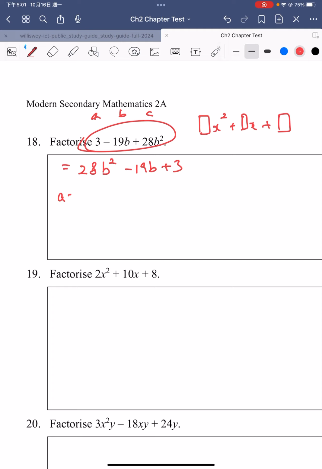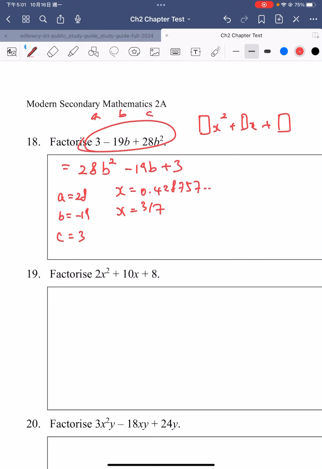So now we can say that a is equal to 28, b is equal to negative 19, c is equal to 3. Then we're using the calculator. We enter 28, negative 19, and 3. Now you get a very disgusting answer. The x is equal to 0.428757. I don't know what that is, but just change it to a fraction. Then x is equal to 3 over 7.